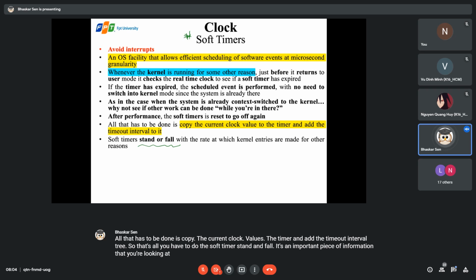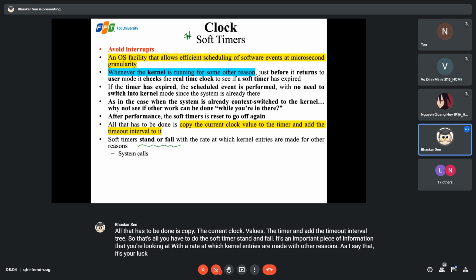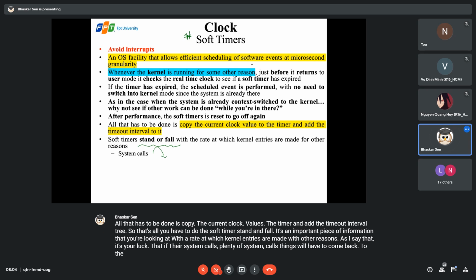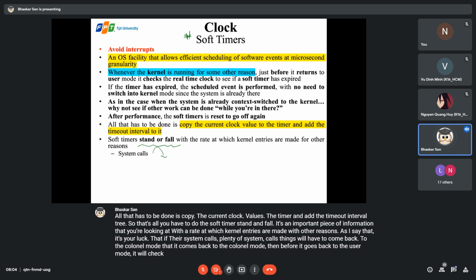With the rate at which kernel entries are made for the other reasons. As I said, it's your luck that if there are plenty of system calls, then it will have to come back to the kernel mode. And if it comes back to the kernel mode, then before it goes back to the user mode, it will check the soft timers and will do something.